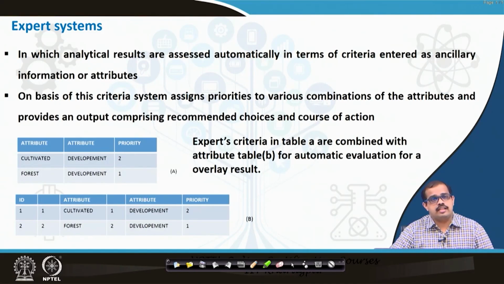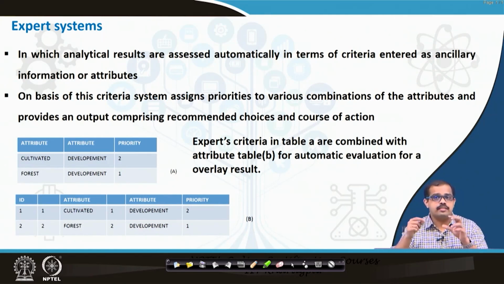These are in which the analytical results are assessed automatically in terms of critical criteria entered as ancillary information of attributes. So, you have attributes, you have criteria, and based on that you look at the expert system. The very good, well known expert system is the analytical hierarchical process. If you look at any of the GIS papers, you can find AHP is a well known way of looking at how an expert system can be used as an expert.